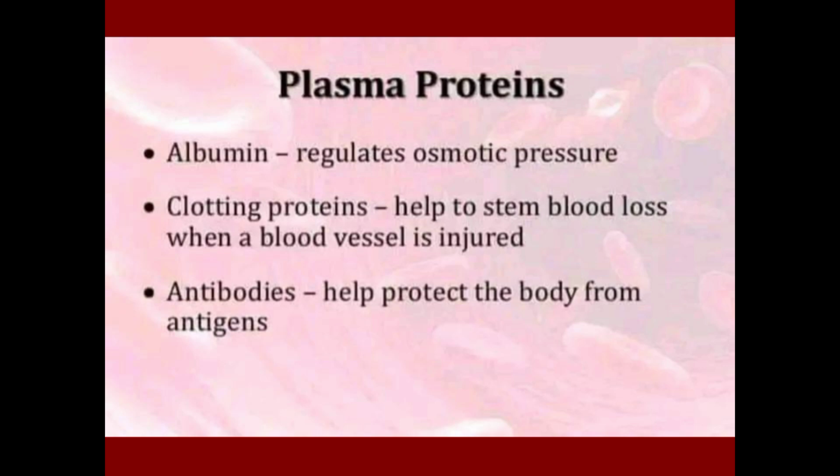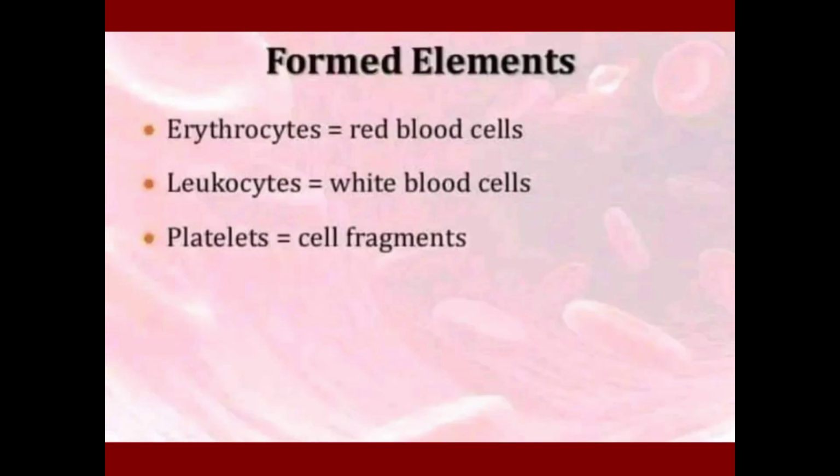Plasma proteins: first is albumin, which regulates osmotic pressure. Second is clotting proteins, which help to stem blood loss when a blood vessel is injured. Antibodies may help protect the body from antigens. The next is formed elements.